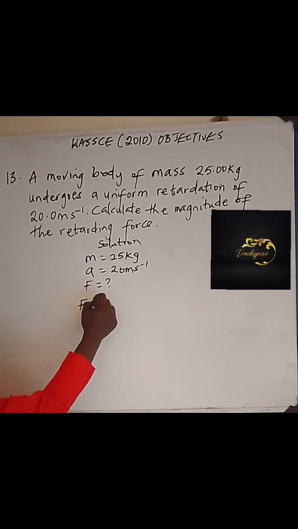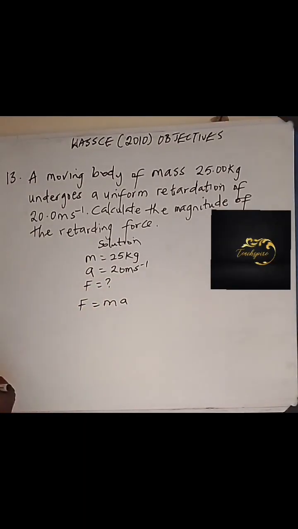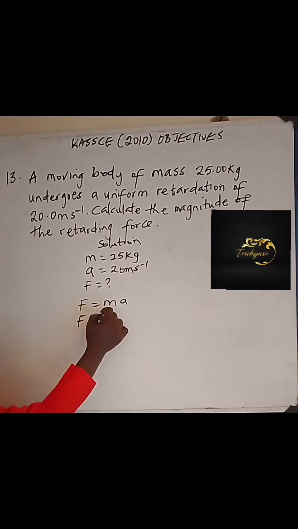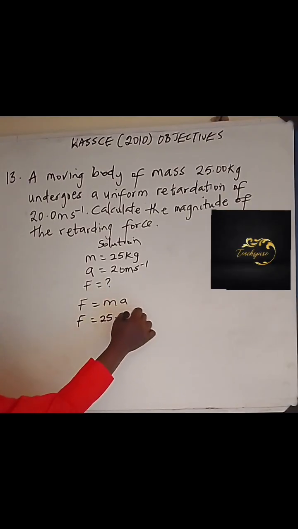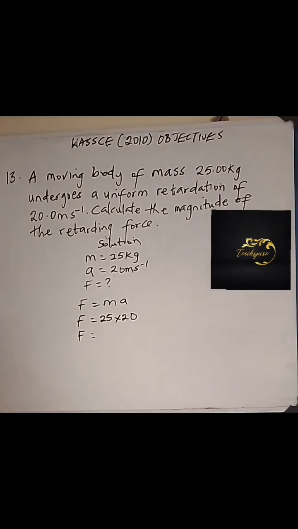We'll say F equals the product of mass and acceleration. F equals mass, which is 25, multiplied by acceleration, which is 20. So force equals 25 multiplied by 20, which gives me 500. Don't forget to put the unit of force, which is Newton.